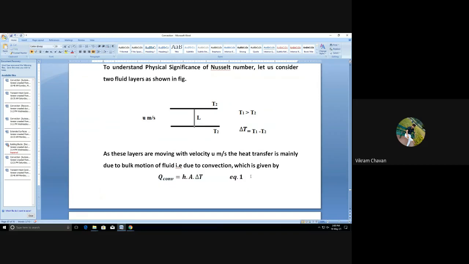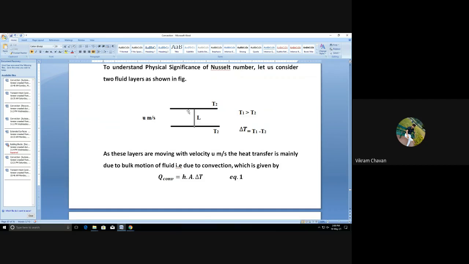Now further, what we are going to consider? Initially these two layers are moving with u meter per second. Now these two layers are stationary, so there is no velocity, they are not moving with the initial velocity.